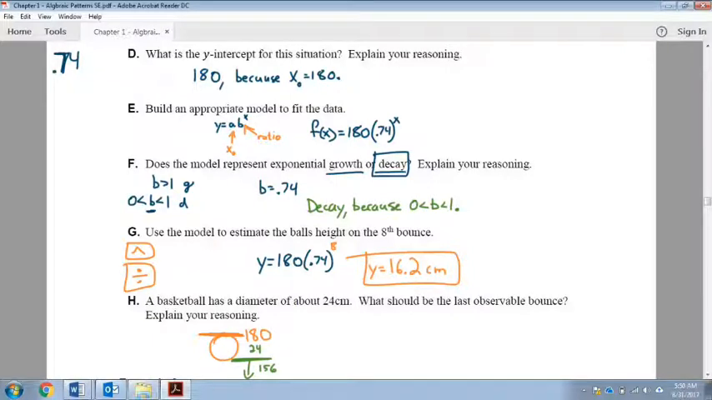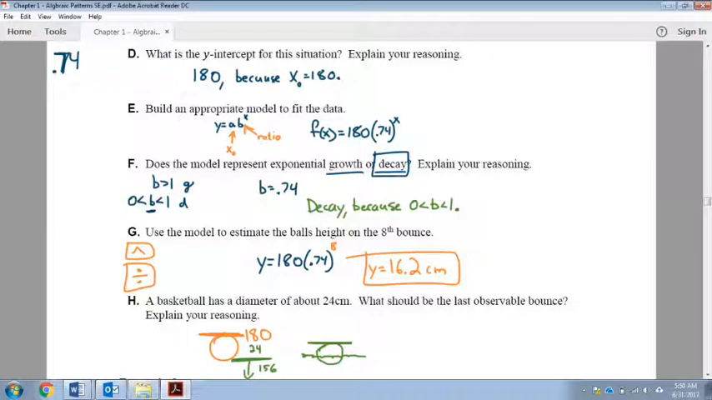Okay? So if she's measuring to the top, you will never see an 8th bounce, according to this model. Because if it was 16.2 centimeters tall, here's the ground. That means the ball went like this. To get down to 16 centimeters, the ball would be partially underground. Does that make sense?